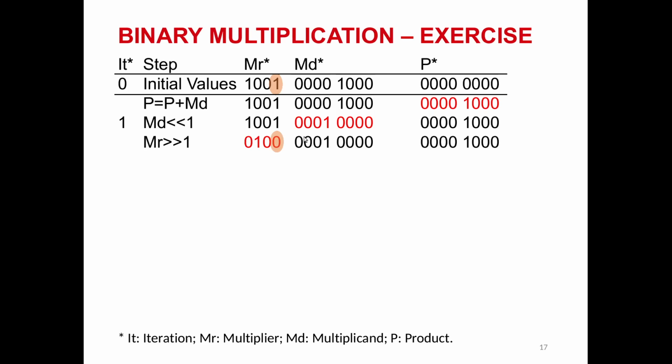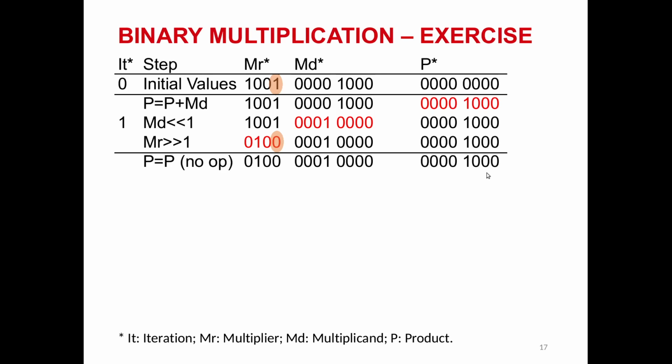And at that time we know that the least significant bit of multiplier now is 0, so we will make no change to the product, and so product keeps no change, but after that we will need to shift multiplicand one bit further to the left, and we have new value here.